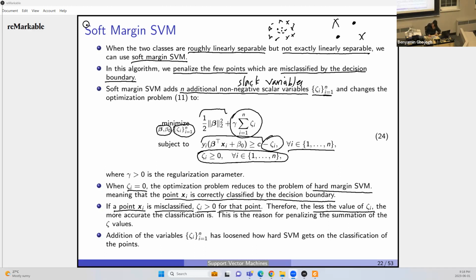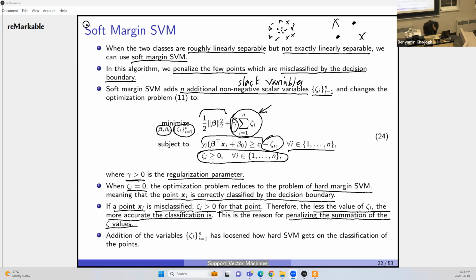Therefore, the smaller the value of zeta i, the more accurate the classification is, because we have less misclassification. This is the reason for penalizing the summation of the zeta values. As in my optimization course, this is a soft penalty, also called a regularization term. This gamma is greater than zero. It's a regularization parameter. Why is it greater than zero? If it is zero, we are not penalizing at all. It can't be negative because I'm minimizing it. I want to minimize this penalty term. If it's negative, I'm maximizing it.